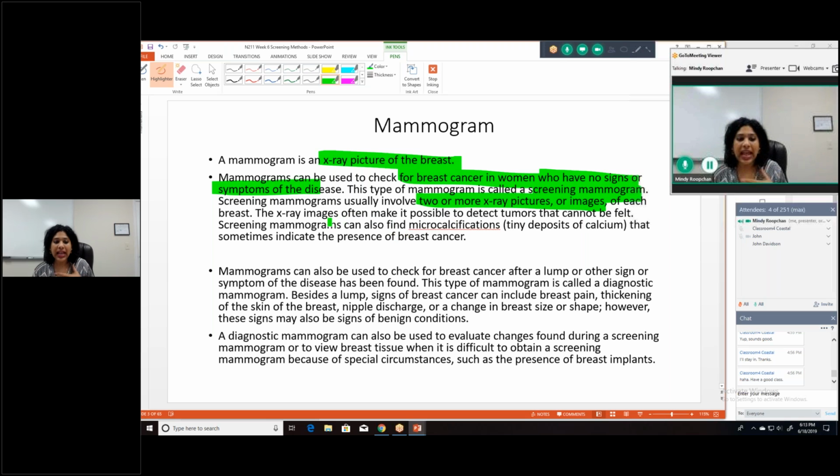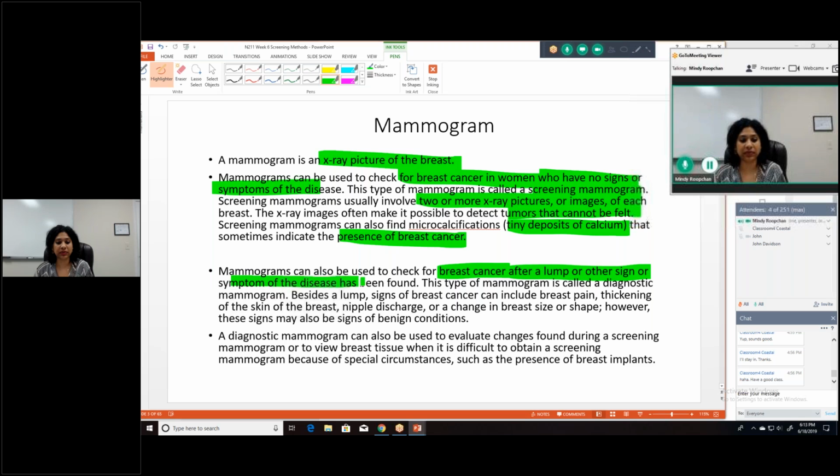So X-ray images are going to make it possible to show tumors that cannot be felt. Screening mammograms can also show us deposits of calcium that may indicate the presence of breast cancer. They're also used to check for breast cancer after a lump or signs or symptoms of the disease have been found. This is called diagnostic.